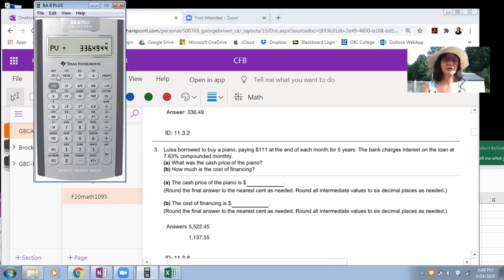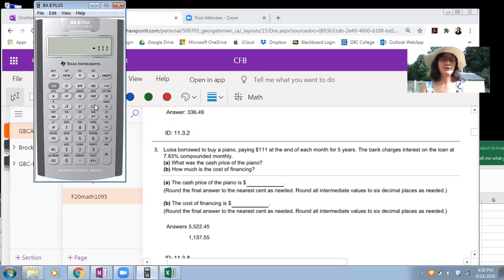First, second, quit. And now, this is every month. So PY equal to 12, CY equal to 12. Second, PY, enter 12, enter. Down arrow key, 12, CY is 12, enter. Second, quit. And now, type in $111.